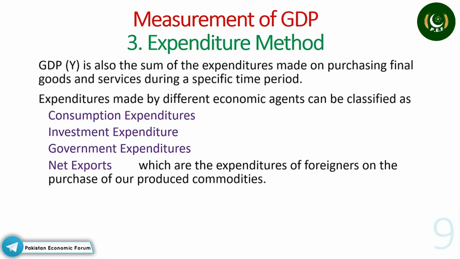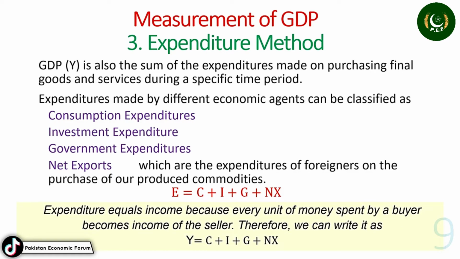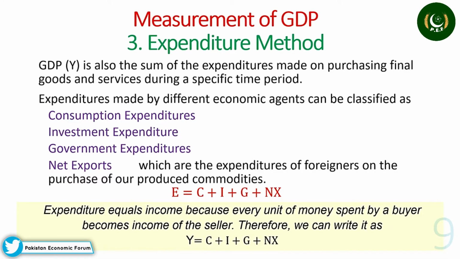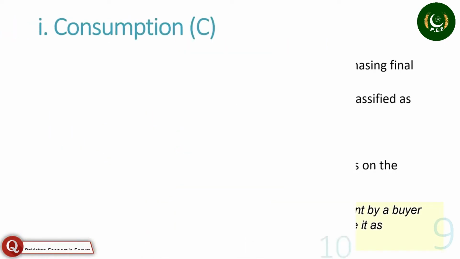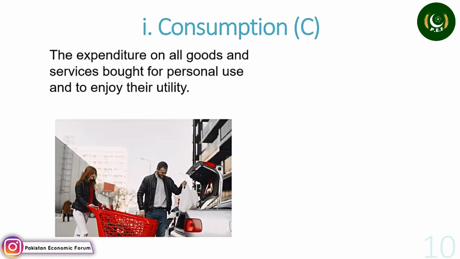Students, expenditures equal income because every unit of money spent by a buyer becomes income of the seller. Therefore, now we discuss these components of expenditures one by one. First is consumption, which is defined as the expenditures of households on all the goods and services bought for personal use and to enjoy their utility.